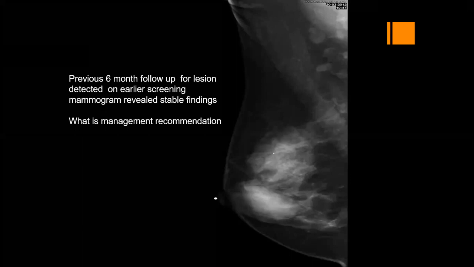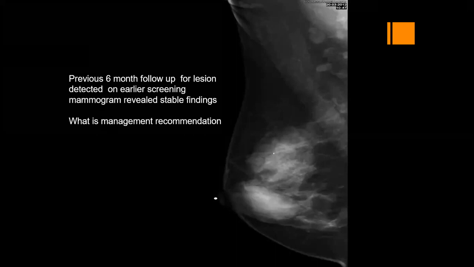I would recommend another 1 year. It is BIRADS 3. I would recommend 1 year. So 6 months, then 1 year, then after that another year. If it is a fibroadenoma and stable for 2 years, at least 2 years, it will be BIRADS 2.